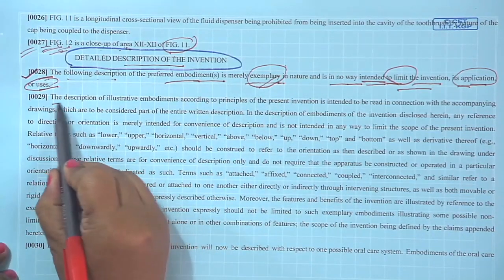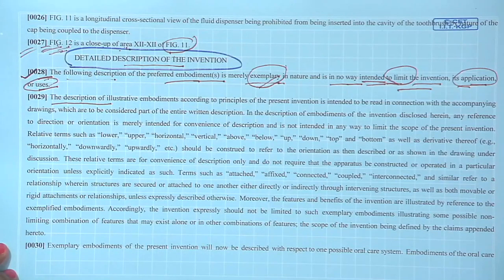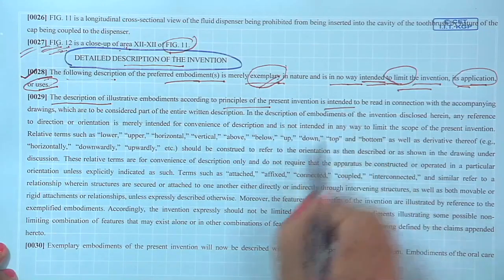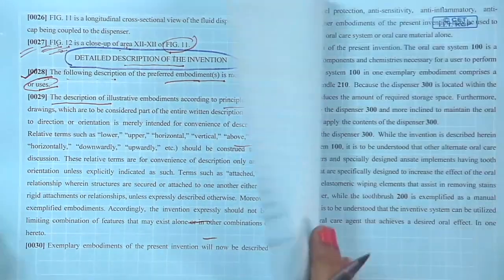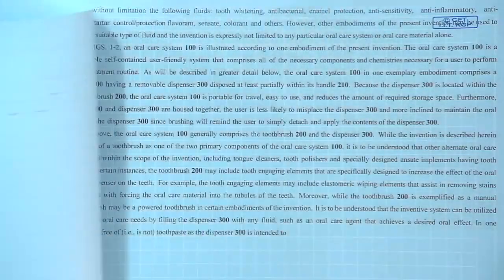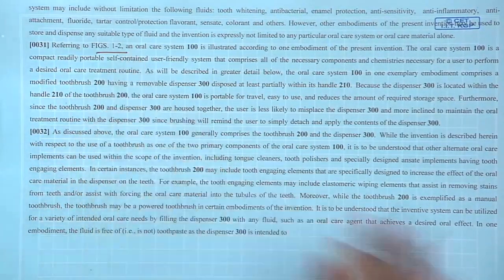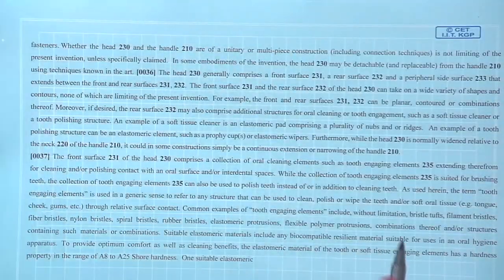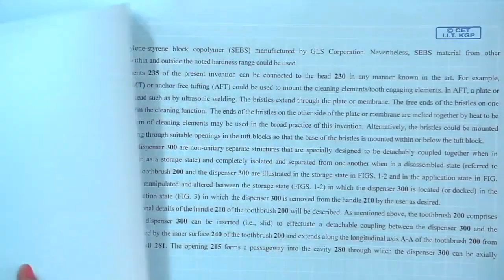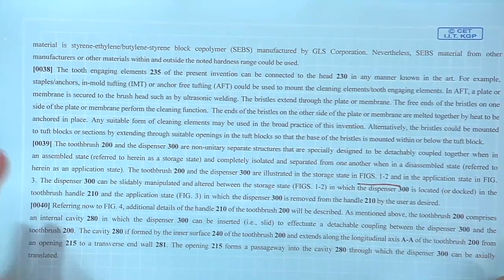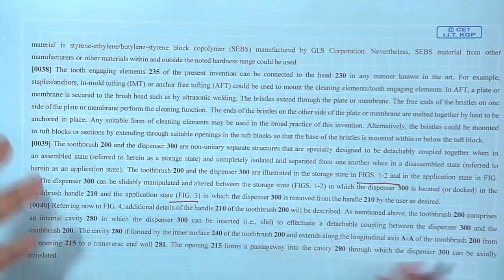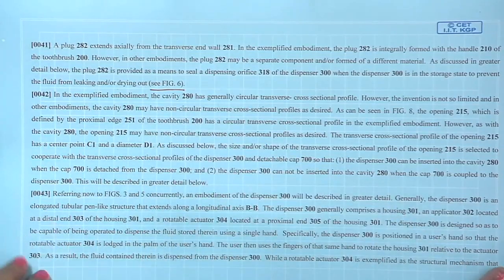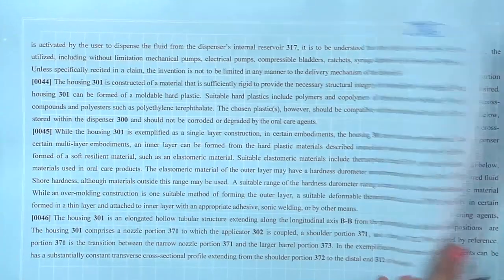Okay. Then it starts with the description of illustrative embodiments according to the principles of the present invention, and continues giving the information. It explains each figure, continuing to explain all figures in detail. You can check here, everything is explained in minute detail, so that a person skilled in the art can read this document and be able to work on this patent document. That is expected.